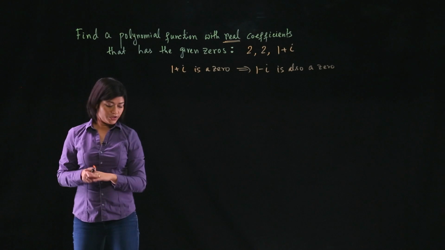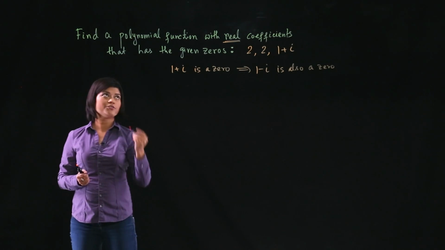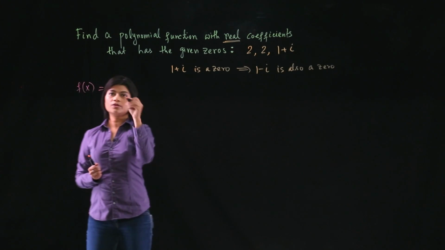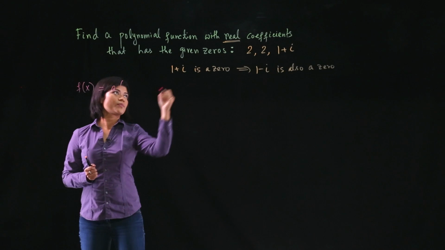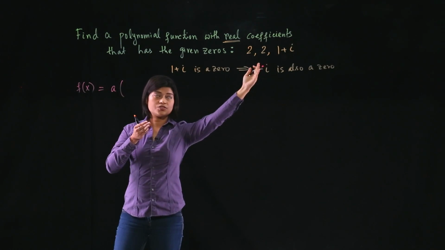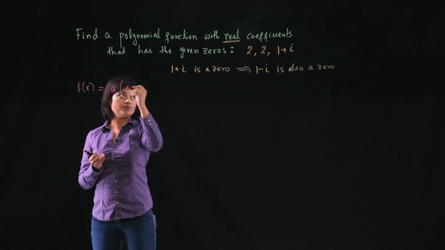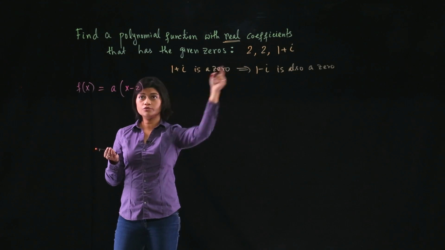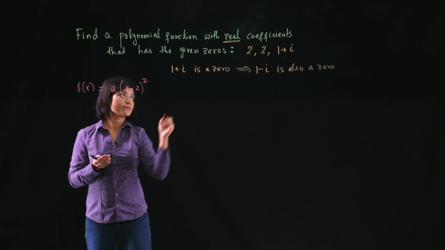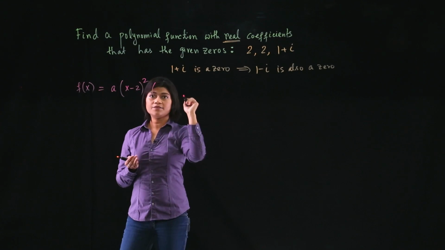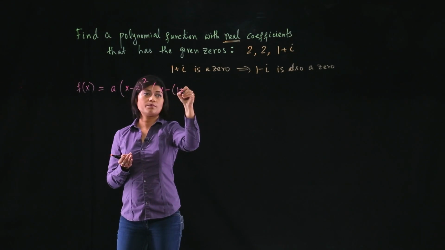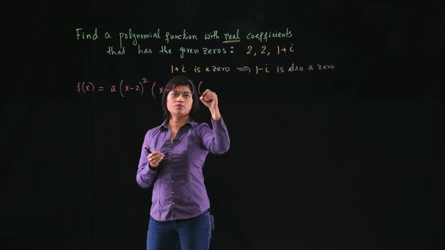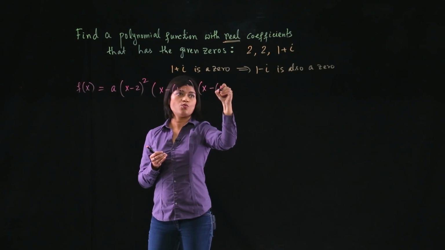So using the linear factorization theorem, we know that the function will look like a times a factor for each of the zeros. For the zero x equals 2, the factor is x minus 2. Another zero is 2, so x minus 2 will be repeated twice. And then for 1 plus i, the factor is x minus (1 plus i). And 1 minus i is also a zero, therefore we'll have another factor, x minus (1 minus i).